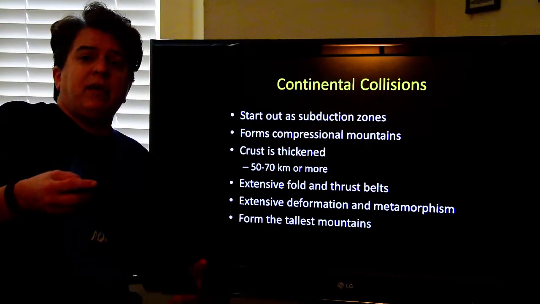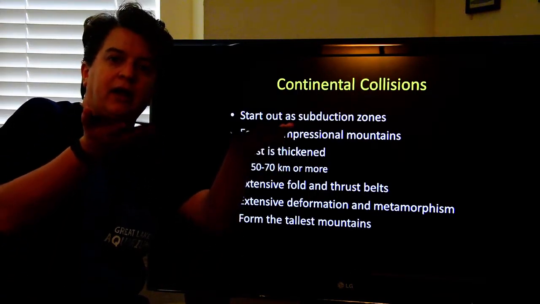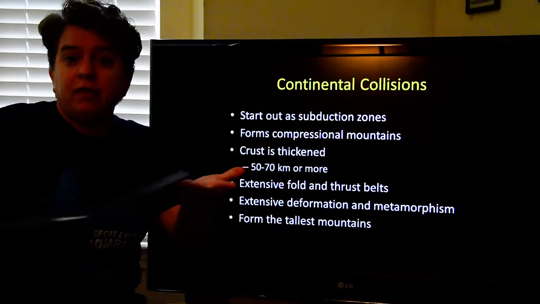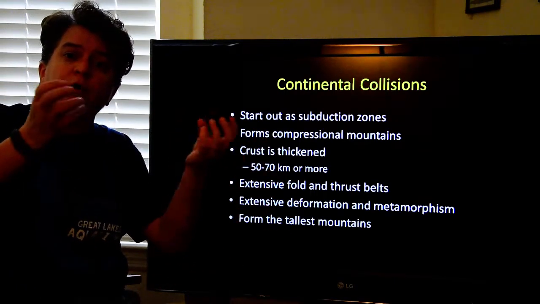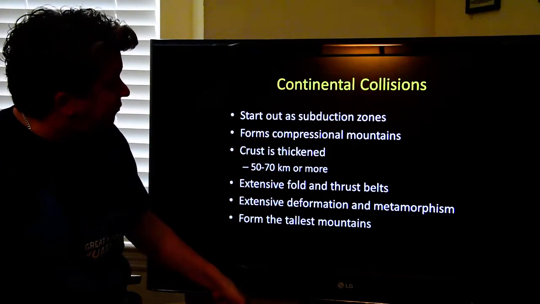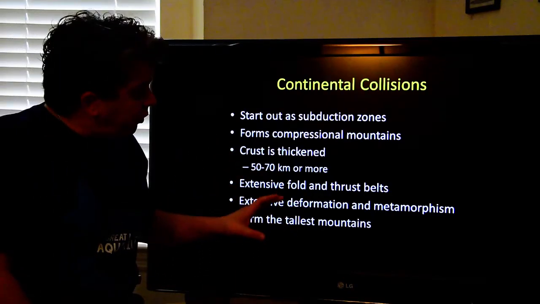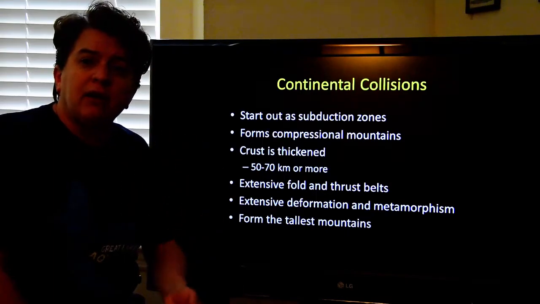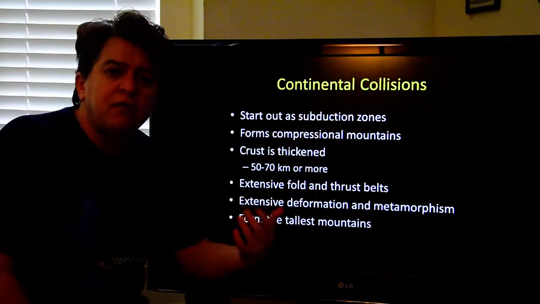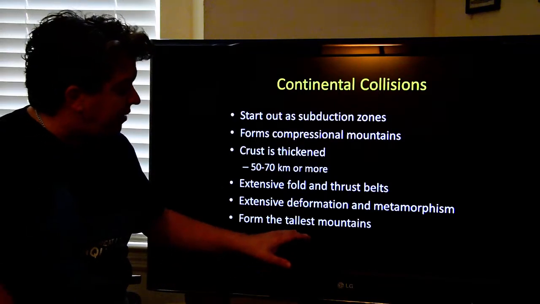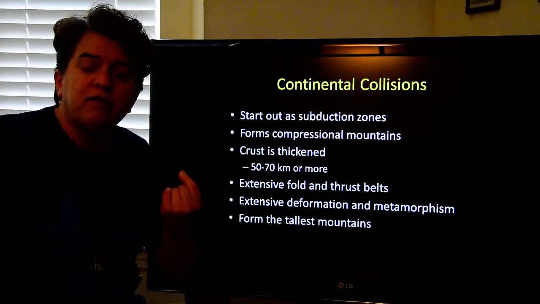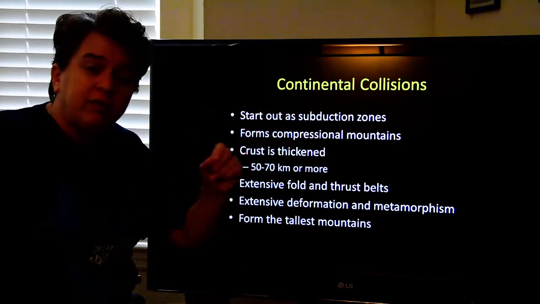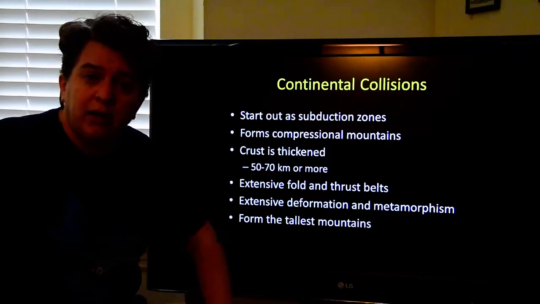And you can simply imagine if we're folding things, right? I have one thickness here, we create a fold, we've doubled the thickness. And that's really what happens in these mountain ranges as the rocks get folded and these thrust faults develop. There's going to be a whole lot of deformation, a whole lot of metamorphism in these mountains, so you can expect lots of folds, lots of anticlines and synclines, lots of faults, and these are going to form the tallest mountains. So one of these fold and thrust mountains created in a continental collision today would be the Himalayas.